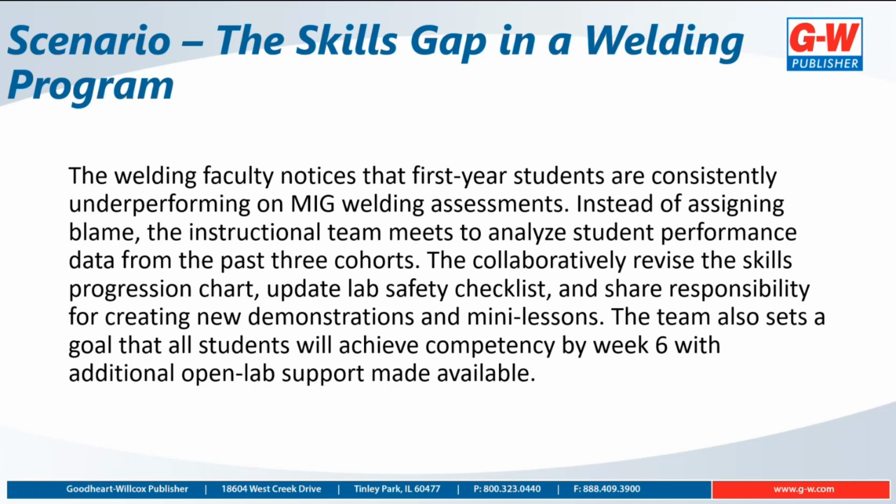So instead of assigning the blame, we're going to come together as an instructional team and meet to analyze student performance and the data from the last 3 cohorts. Then as a group, we're going to collectively revise the skill progression chart. We're going to update the lab safety checklist, and we're going to share the responsibility for creating new demonstrations and mini lessons. This team is also going to set a goal that all students will achieve competency by week 6, with additional open lab supports made available. Okay, you got that?